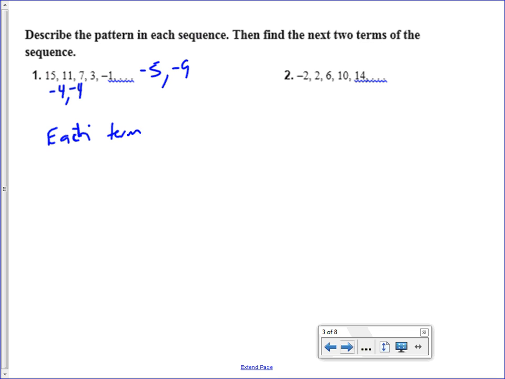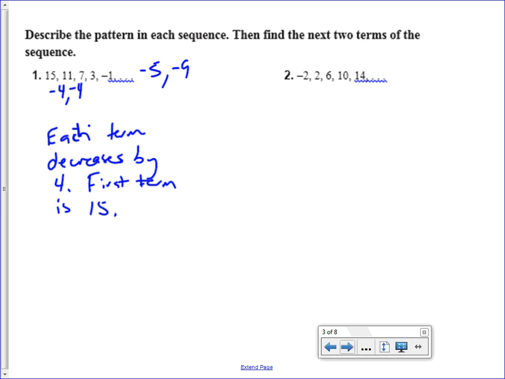So again, in words to describe the pattern: each term decreases by 4. First term is 15. If you chose to say the first term is 15 and then each term after that decreases by 4, that would be fine as well. Okay, so we look at the next one.